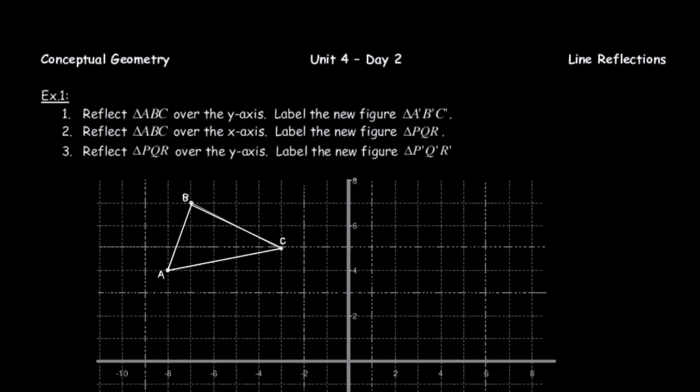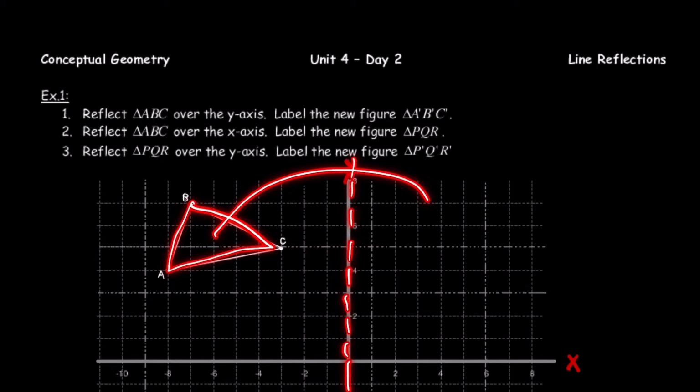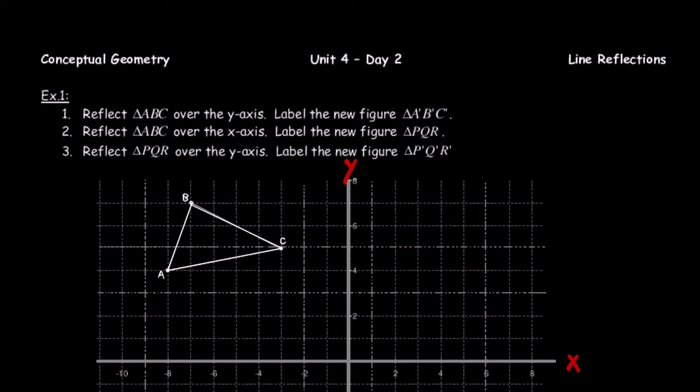Well, here's a quick review of our axes. The y-axis is the vertical axis, and the x-axis is the horizontal axis. So if they want us to reflect this triangle, it's as if we're folding the paper on the y-axis, and we have to predict where that's going to go on the other side. Well, fortunately for us, because we're on a grid, this is actually pretty simple.